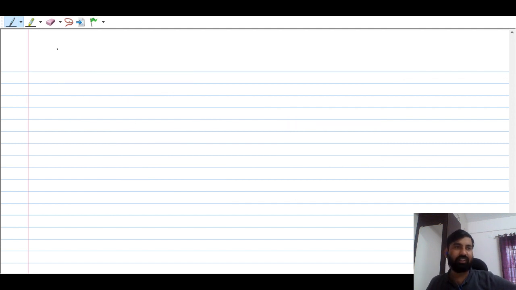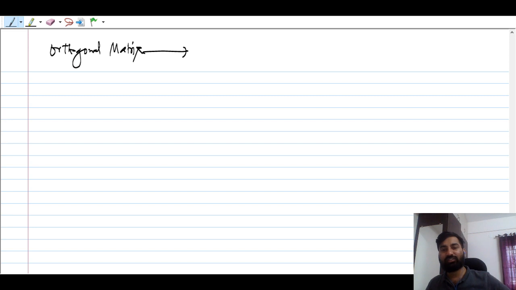What we have studied as orthogonal matrices, what is the definition of an orthogonal matrix? When A transpose and A inverse become equal, that is known as an orthogonal matrix. I think everybody knows that.